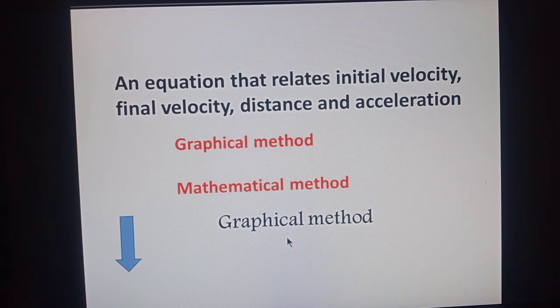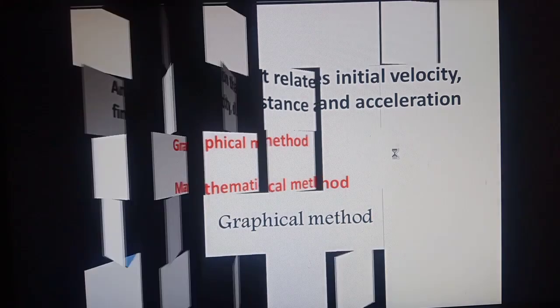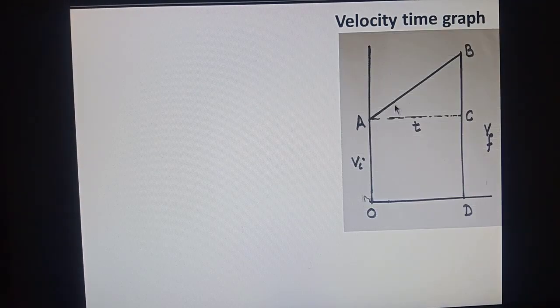Students, for this derivation, what we need is the velocity time graph. Here is a velocity time graph. Look at it. In this graph, time is taken along the horizontal or x-axis, and velocity is taken along the vertical or y-axis. Students, you know the area under a velocity time graph represents the distance moved by the body.